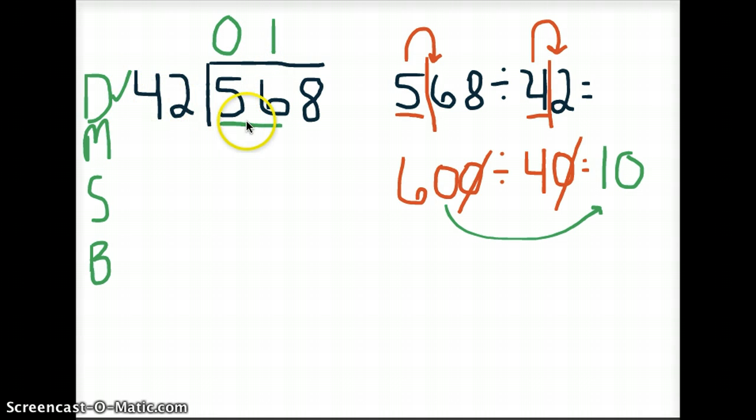dividing, 42 can fit into 56 one time, and we multiply. 1 times 42 is 42, and subtract. Before you do anything, make sure that you're checking off DMSB. 6 minus 2 is 4, 5 minus 4 is 1, and our next step is to bring down this 8.